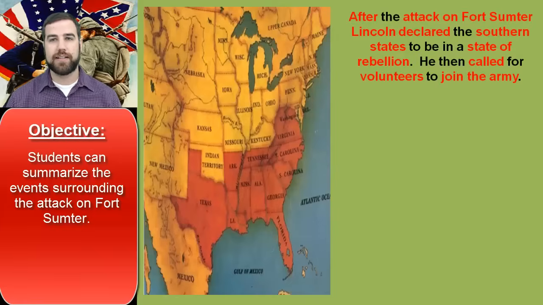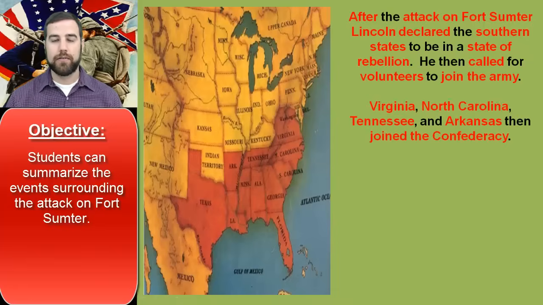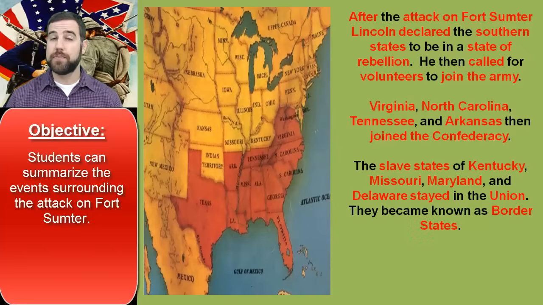So after this attack, Lincoln declares the southern states to be in rebellion, and he believed, as being president of the United States, that he had the power to force these states to come back. And so he begins to create an army of volunteers to go and fight the Confederacy. In response to this, the states of Virginia, North Carolina, Tennessee, and Arkansas are going to join the Confederacy. And there were some slave states, however, that remained in the Union, and that's going to be Kentucky, Missouri, Maryland, and Delaware.